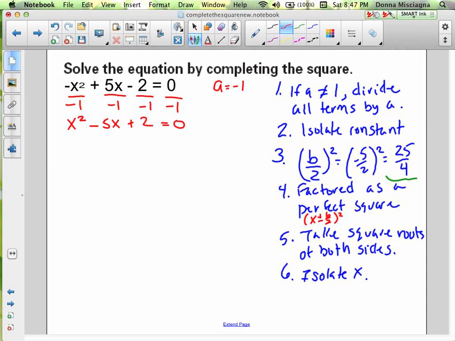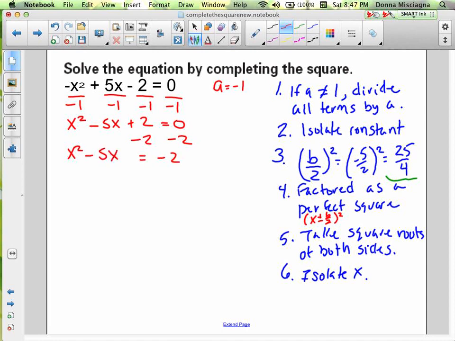If we had subtracted the 2, added 2 to both sides, it would have been 2, and then we would have divided by -1, and it would be -2, and that's what's going to happen when we subtract 2 from both sides. But do that divide by -1 first, just so you don't forget. Our next step is to isolate the constant, so we're going to subtract 2 from both sides. We have x squared minus 5x equals -2.